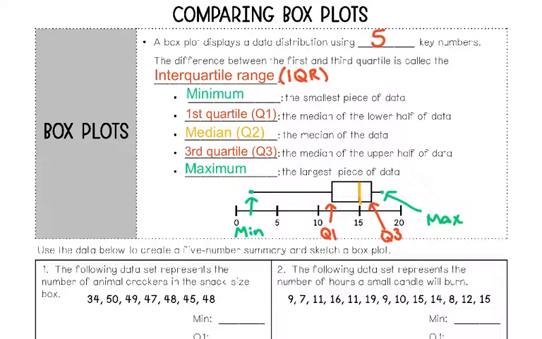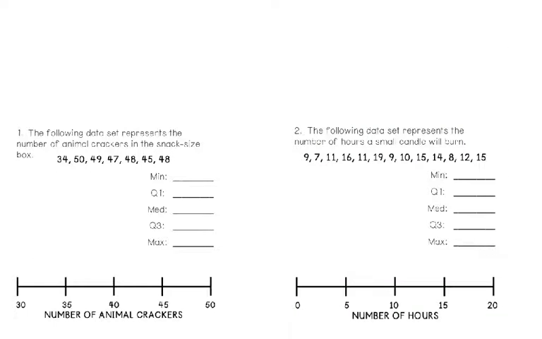So now that we have these 5 definitions for the 5 key data points in our box plot, let's go ahead and start creating that 5-number summary with an example. Then we're going to sketch a box plot. I'm actually going to start by showing you how to do number 2 first. Then I'm going to have you try number 1 in just a minute. So watch me do number 2 and use that example to see how you can do number 1.